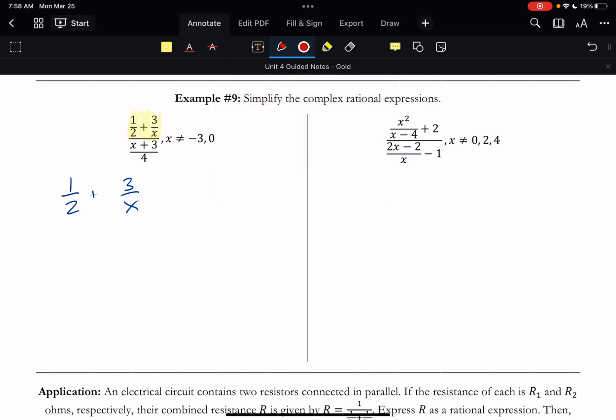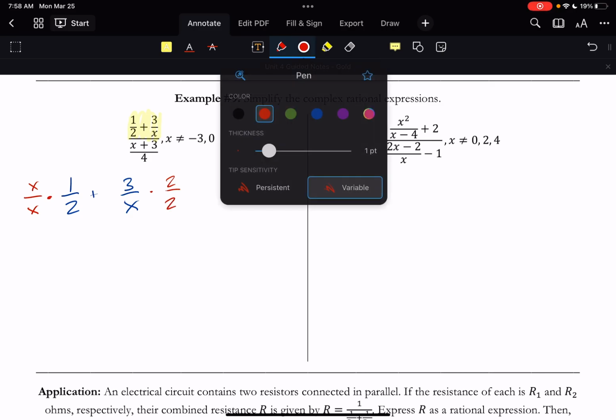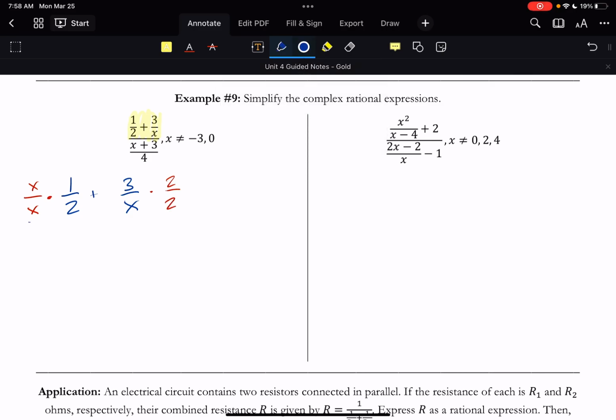So I'm going to multiply, again, just like I did to get that common denominator. So the first rational expression I need to multiply by x over x. The second I need to multiply by 2 over 2 to get that common denominator. And again, this is all over x plus 3 over 4. So now I again have that common denominator 2x, and I multiply my numerators. x times 1 is x, 3 times 2 is 6. And this is all over x plus 3 over 4.